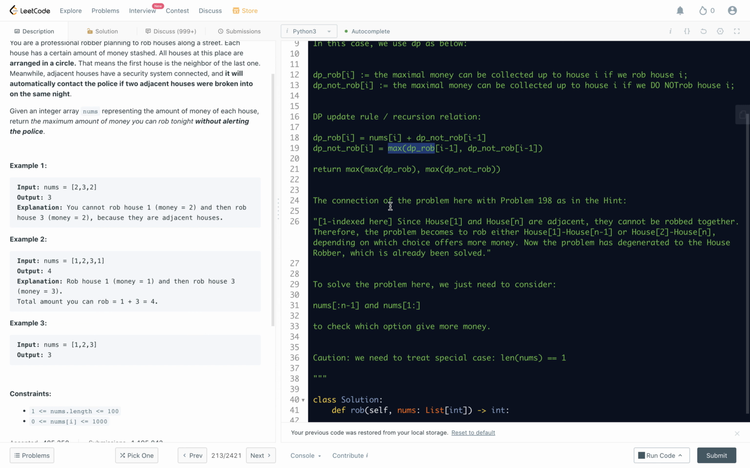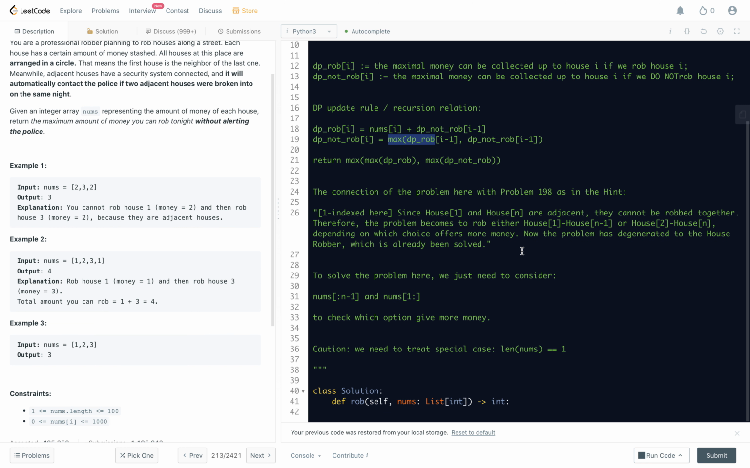So here the connection of problem 198 with the problem here is the following, as in the hint. Since the head and tail are adjacent, they cannot be robbed together. Therefore, the problem becomes to rob either house 1 to house n-1 or house 2 to house n, depending on which choice offers more money. So that's actually the connection.